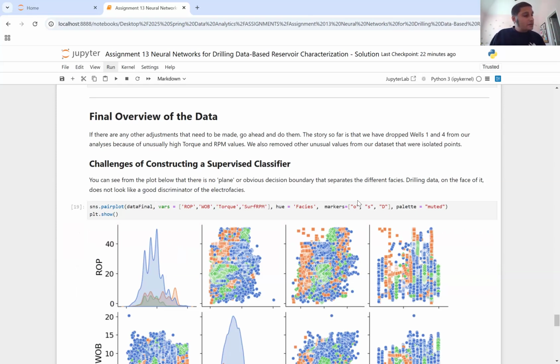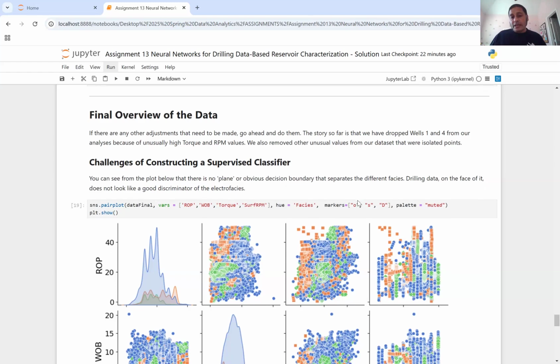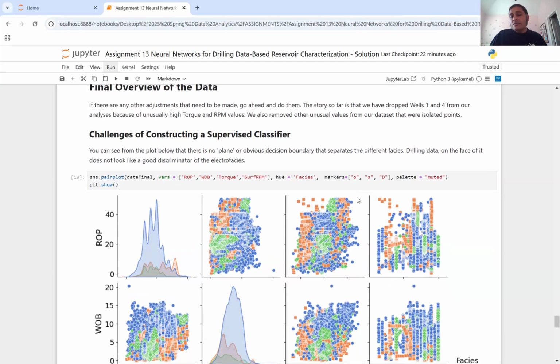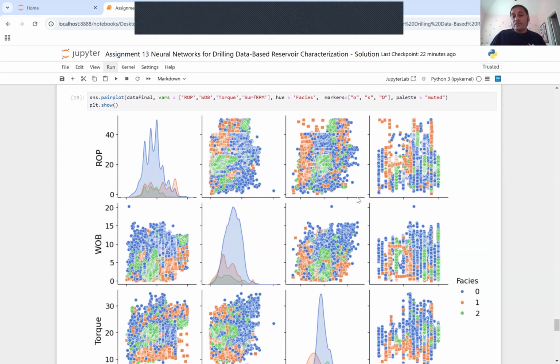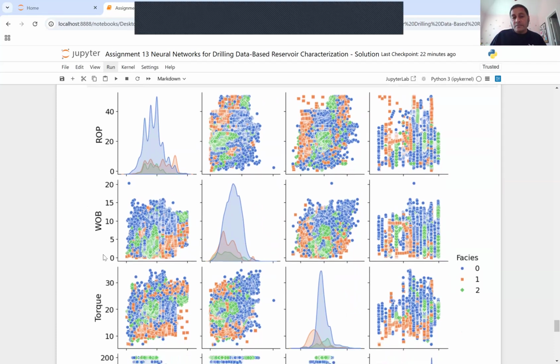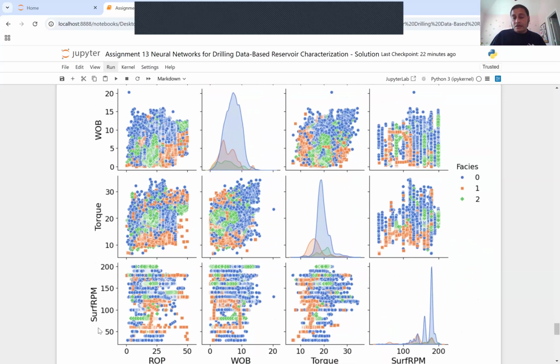In all likelihood, those unusual values are probably tied to some operational considerations. We also removed a few other data points that didn't seem to belong to the data set. And finally, this is what we end up with. And keep in mind, for the purposes of visualization, I'm only showing four of the input features, which is rate of penetration, weight on bit, torque, and the RPM.